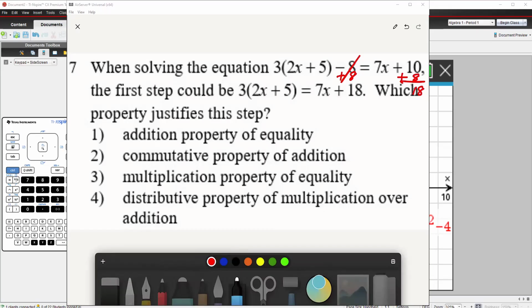So all you have to say is, what did I do to move that -8 to the other side? Well, I added 8 to both sides. So that would be the addition property of inequality.